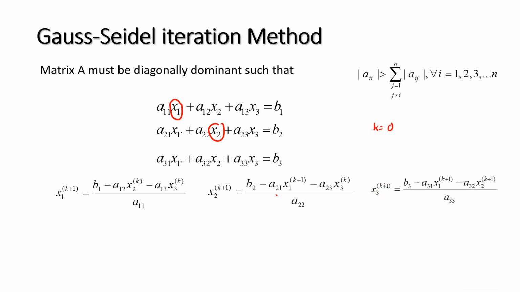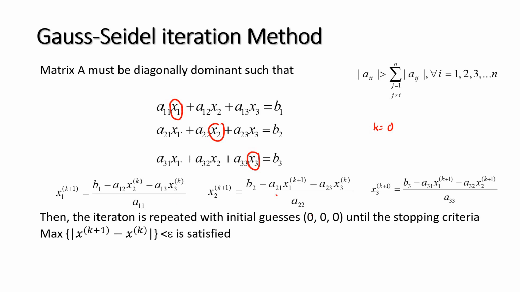Later on, you can get x3 at step number 1. So you want to solve for x3. x3 will be b3 minus a31 x1 minus a32 x2 divided by a33. Since you have gotten the new x1 and the new x2, you take the latest values. So this is the Gauss-Seidel iterative method. If for x2 here you still take the old x1, so that x1 and x2 are both taken at k, this is called the Jacobi method.